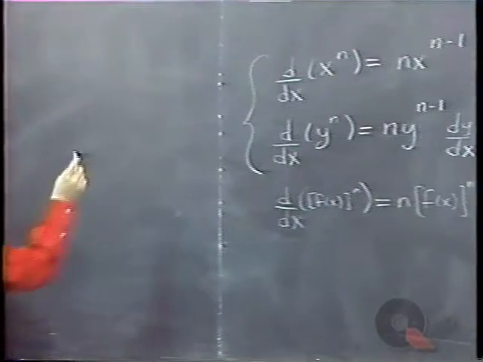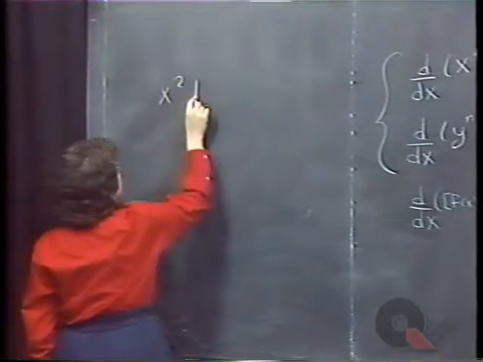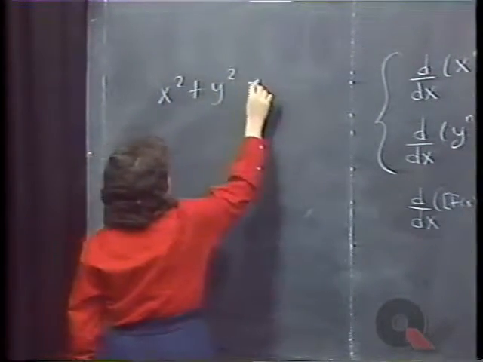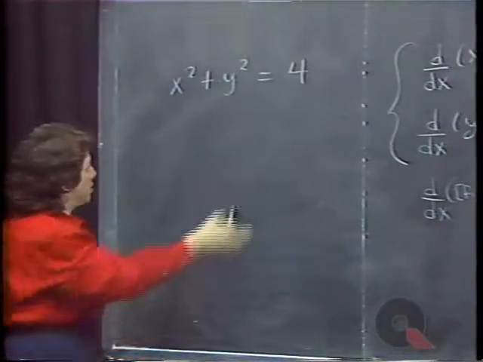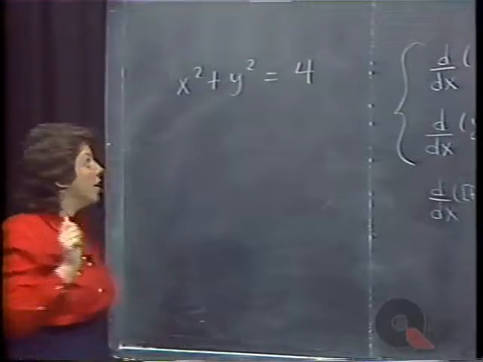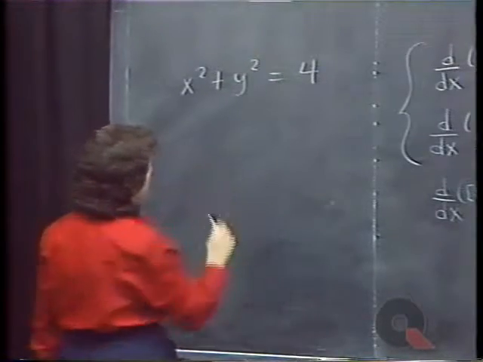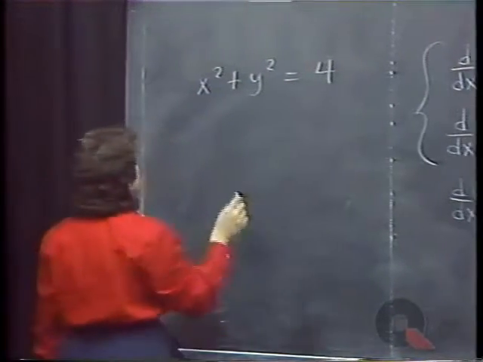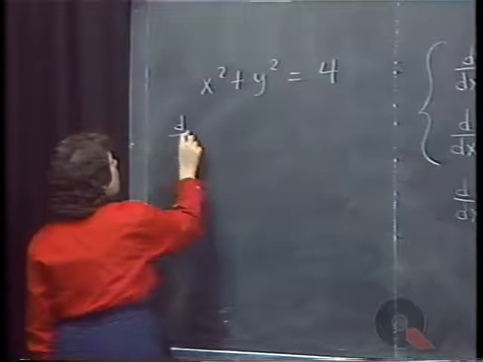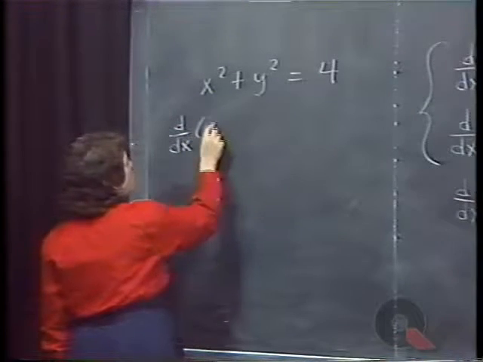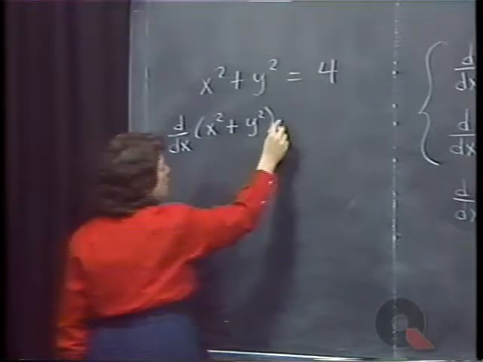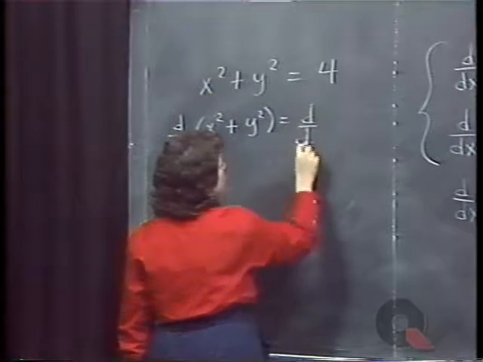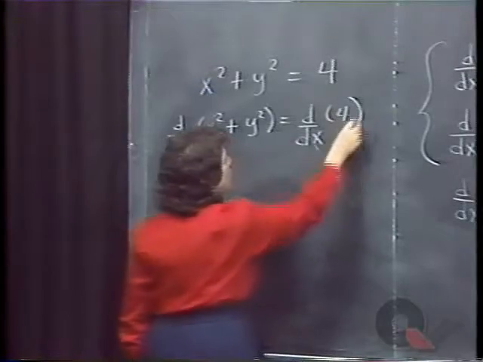Now let's go back to the problem that we started with. x squared plus y squared equals 4. We would like to find dy dx without first solving for y in terms of x. Okay, the procedure is as follows. We will take derivatives of both sides with respect to x. The derivative of x squared plus y squared with respect to x equals the derivative of 4 with respect to x.